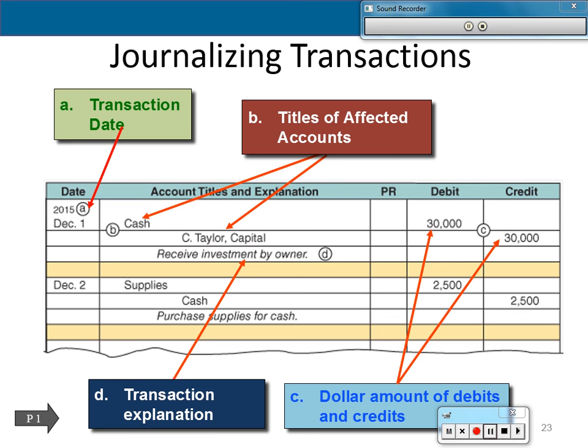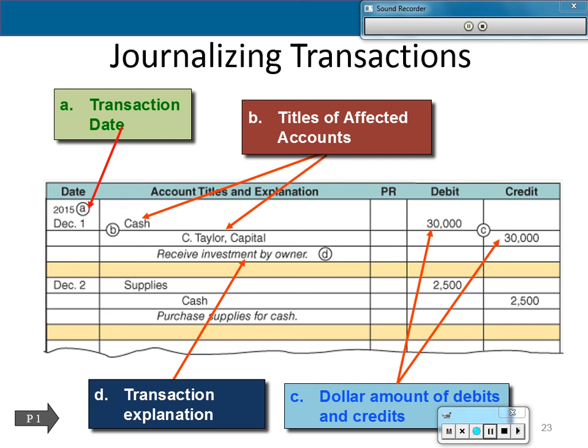Supplies. What happened here? They purchased supplies for cash, which means supplies does what? Increase. And cash does what? Decrease. So, new date. Debit supplies for $2,500. Credit cash for $2,500.